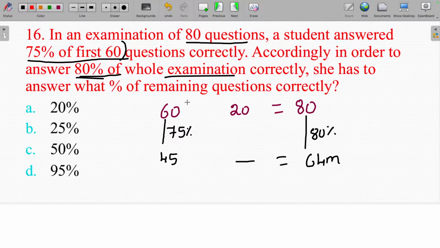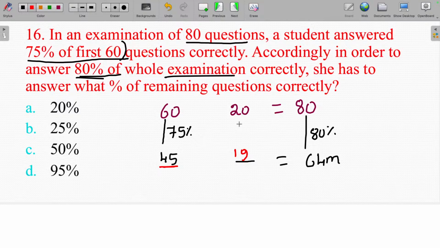Very simple. What do I have to do to find this out? 64 questions we have to answer correctly. Yes, 64 marks we have to get, but I scored 45. Then the remaining 19 marks I have to get. Yes or no? Yes, sir.